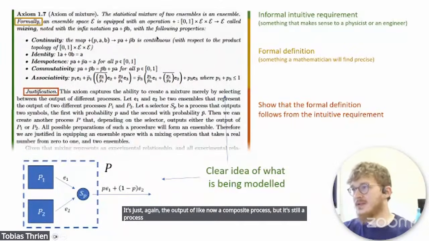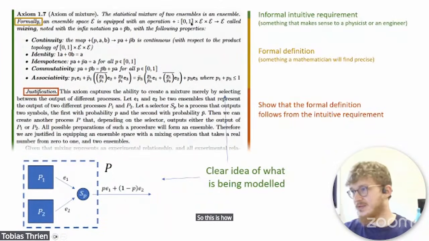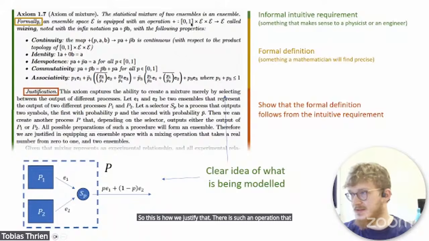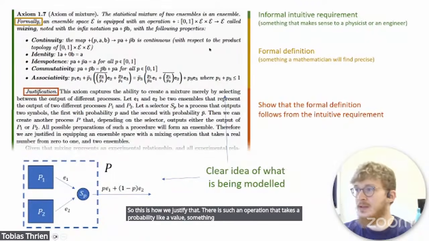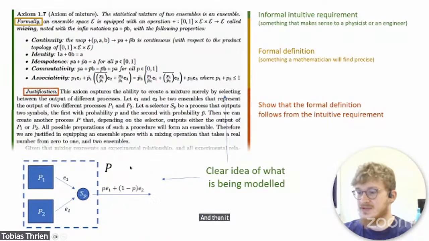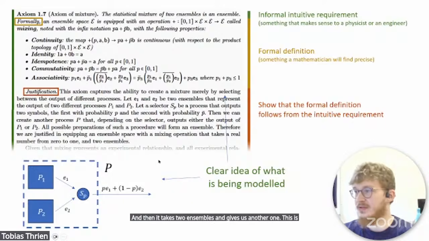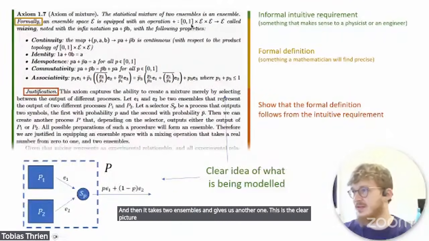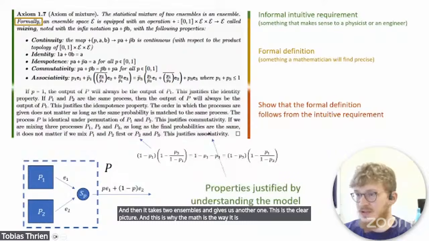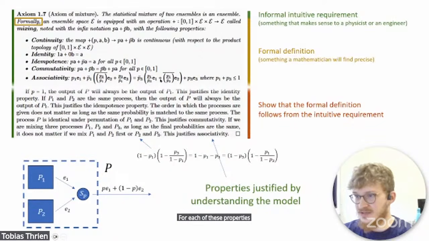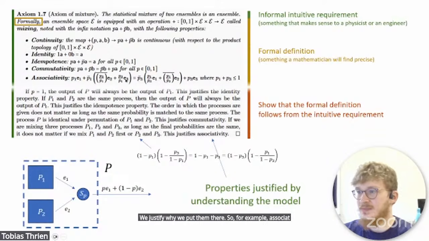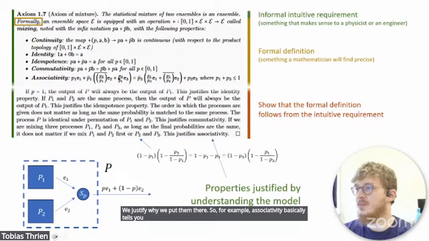So this is how we justify that there is such an operation that takes a probability, a value between 0 and 1, and then takes two ensembles and gives us another one. This is the clear picture, and this is why the math is the way it is. And then for each of these properties, we justify why we put them there. So, for example, associativity basically tells you that if you want to mix more than just two ensembles, the order in which you mix them doesn't matter.